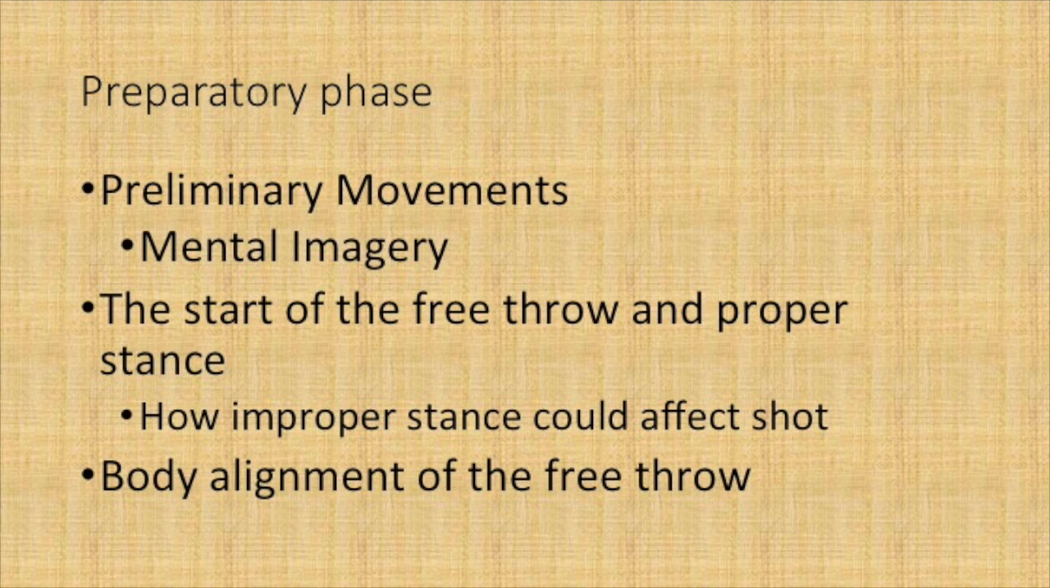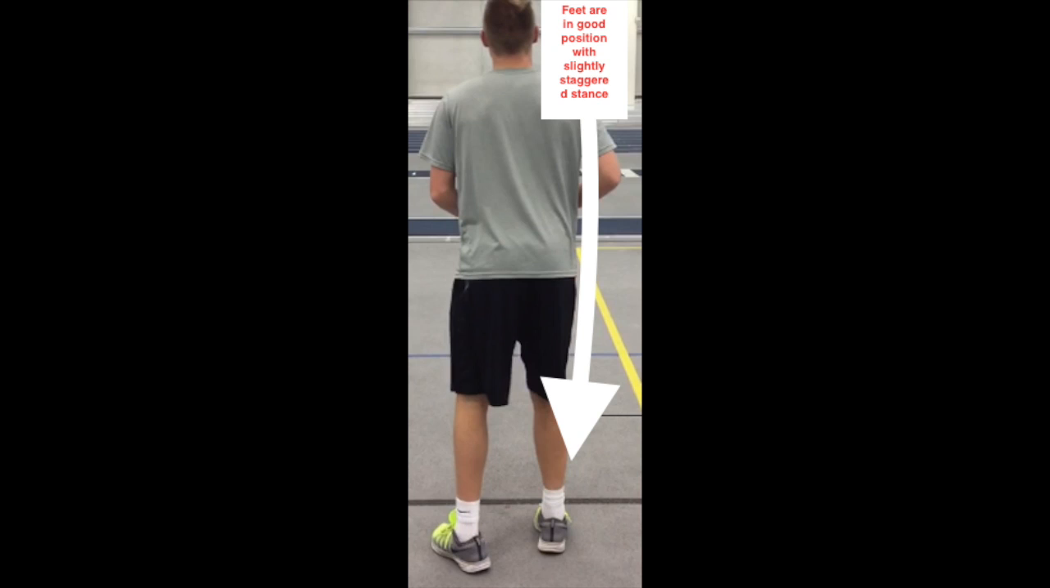It's important to note this stance because poor stance can result in a poor free throw. If stance is too staggered, the shooter might place too much weight on the front foot, resulting in poor weight transfer throughout the shot. An example of too staggered stance is where the back toe is level with the back half of the foot, or the back of the foot.